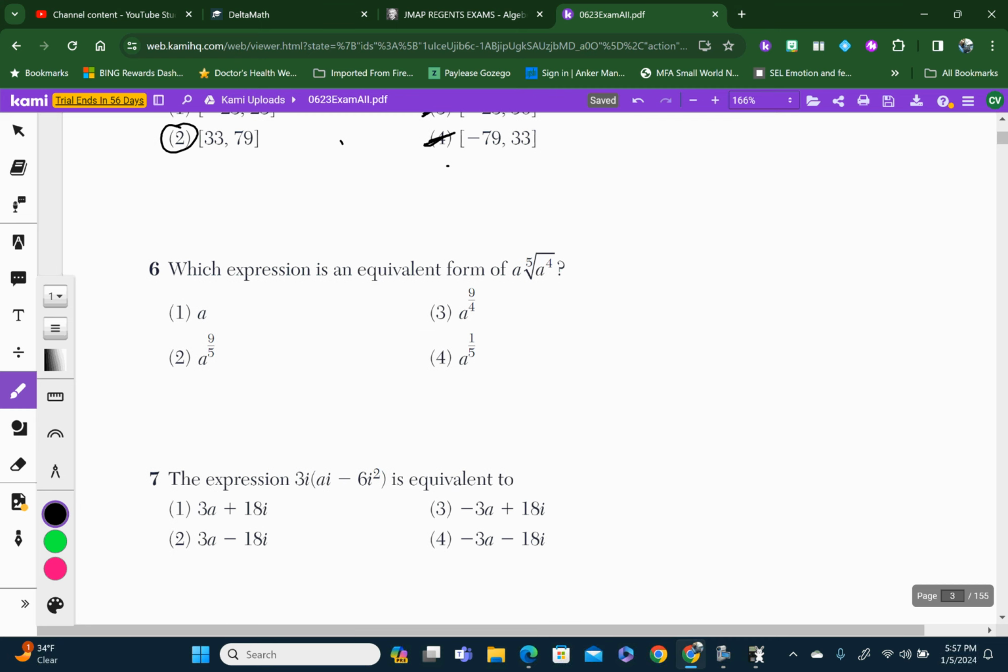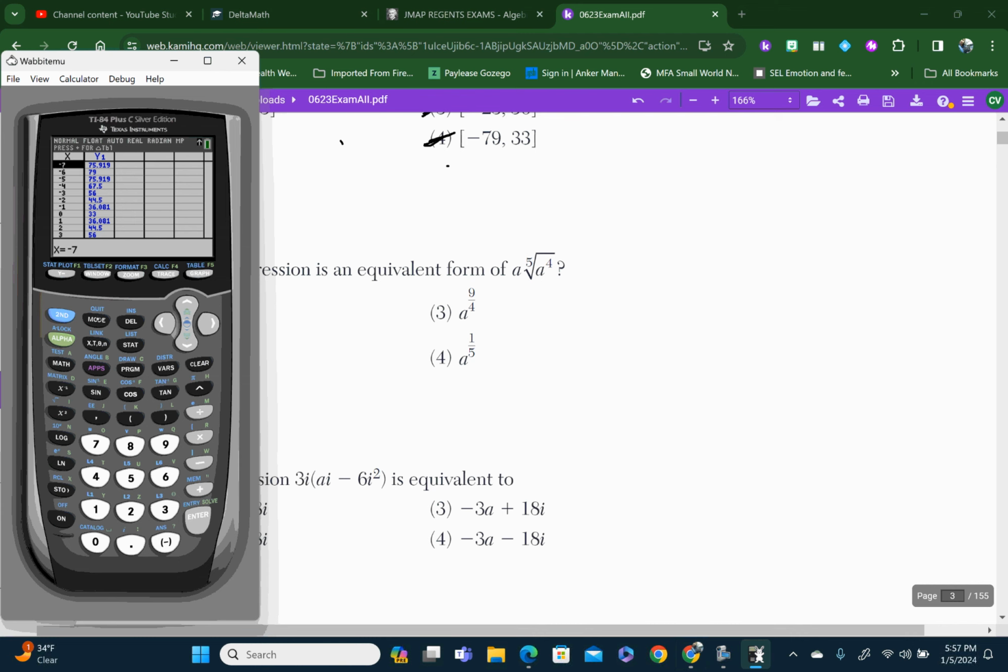It says which expression is an equivalent form for number 6, the fifth root of a to the fourth. So again, this could be a calculator question. So I can go to my calculator here. I think my 2.1 is still, okay, so X is now 10 because I think I reset my calculator, but it's fine. Let me go 2.1, store in for X, hit enter. And so now I'm going to plug this in. I'm using X instead of A, that's fine.